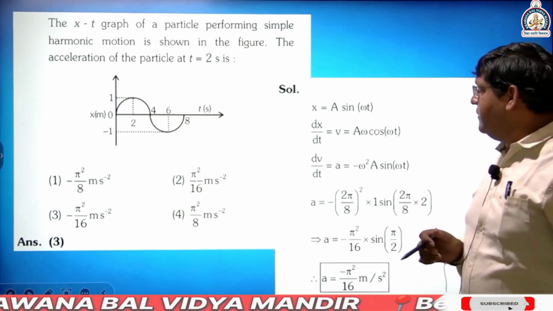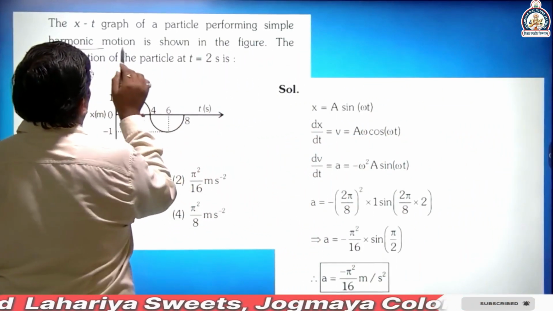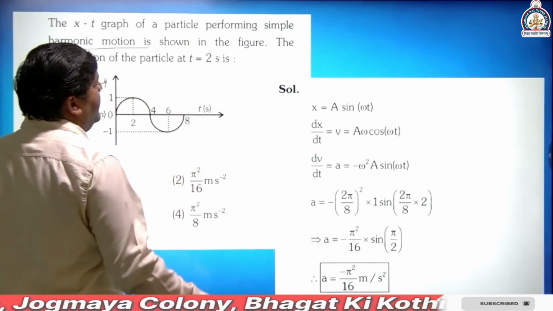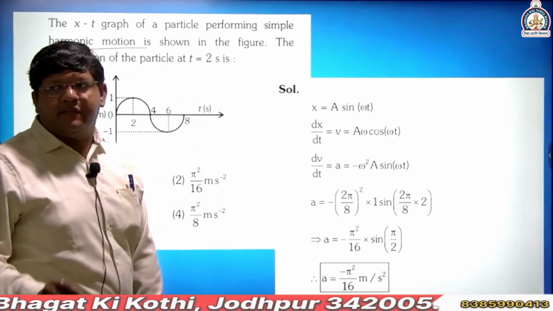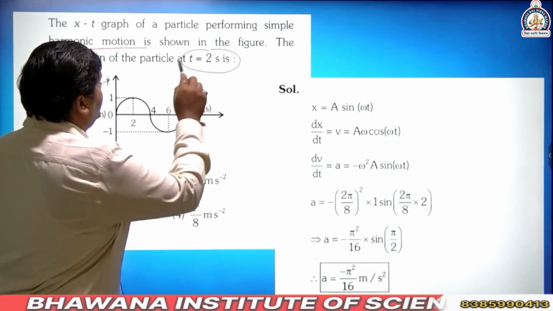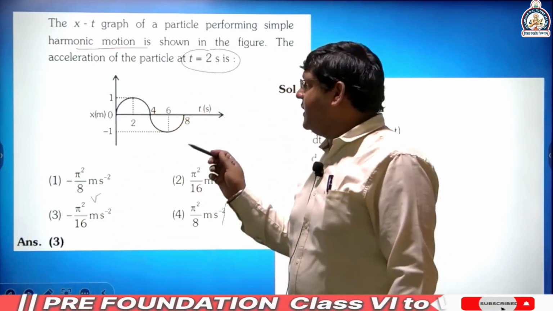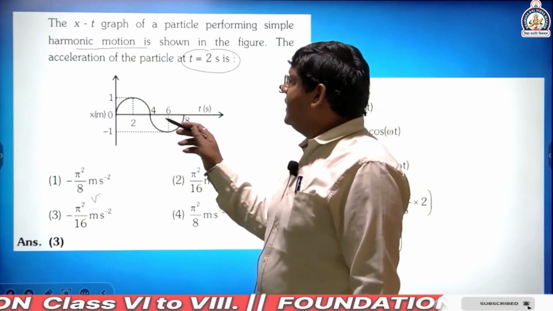The next part is related to the x-t graph of a particle performing simple harmonic motion, as shown in the figure. A particle is performing simple harmonic motion. We have to calculate the value of the acceleration of the particle at t equal to 2 seconds. So the x-t graph is this.